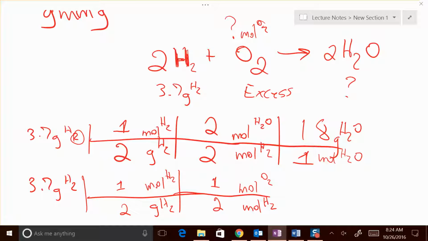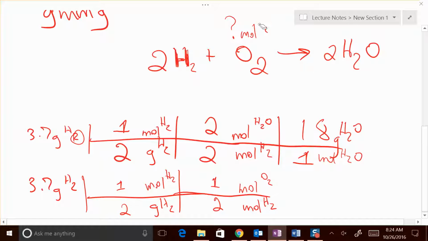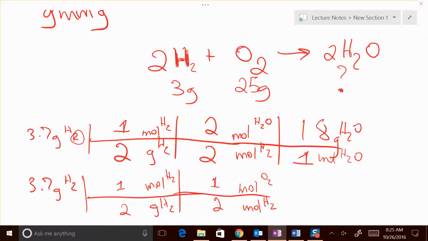Okay, but sometimes they ask maybe a question like, if you have 3 grams of H2 and 25 grams of O2, how much water is produced? Or what is the theoretical amount of water? What is the theoretical yield of water? Starting with those amounts. How am I going to do that?